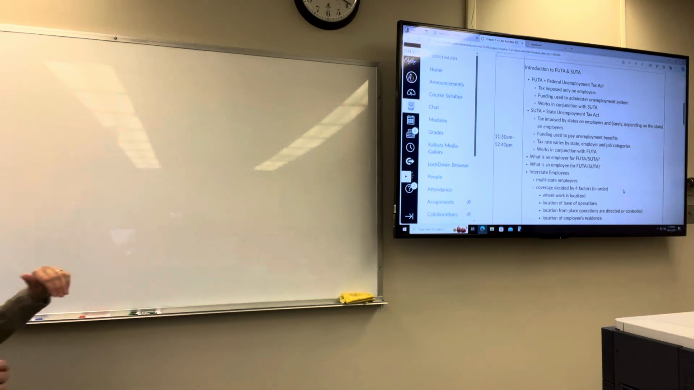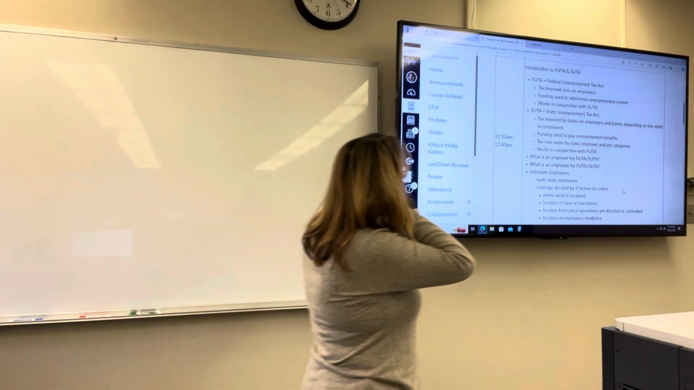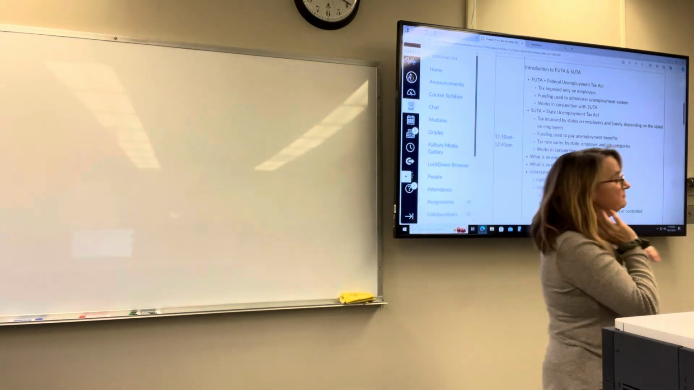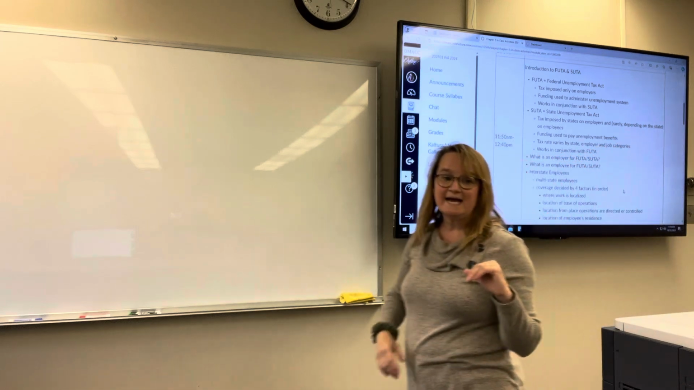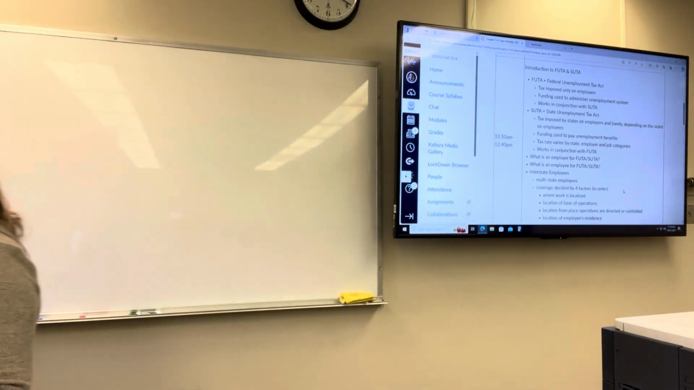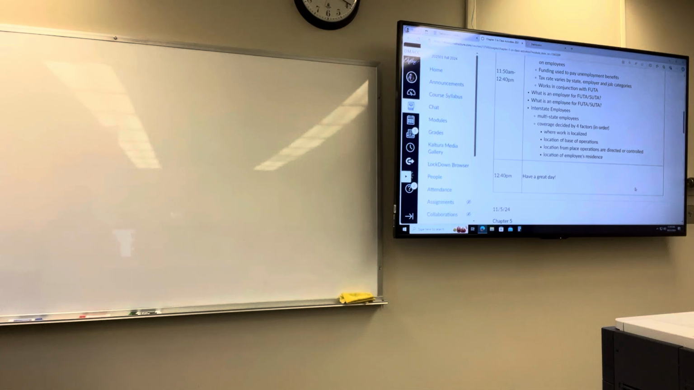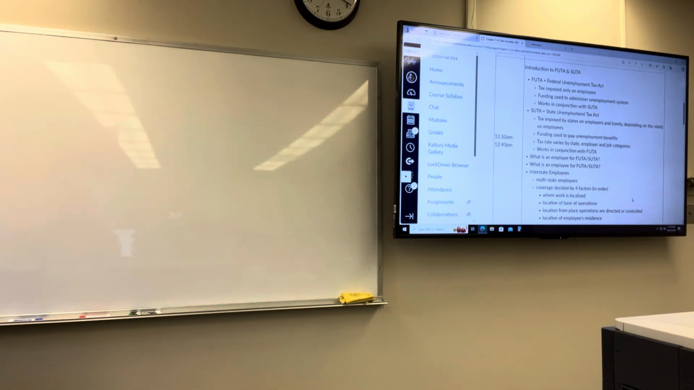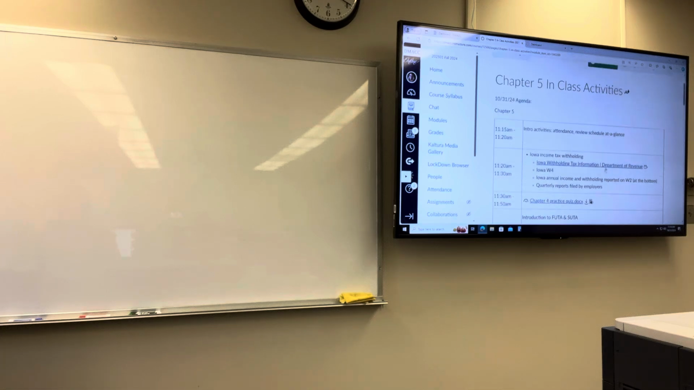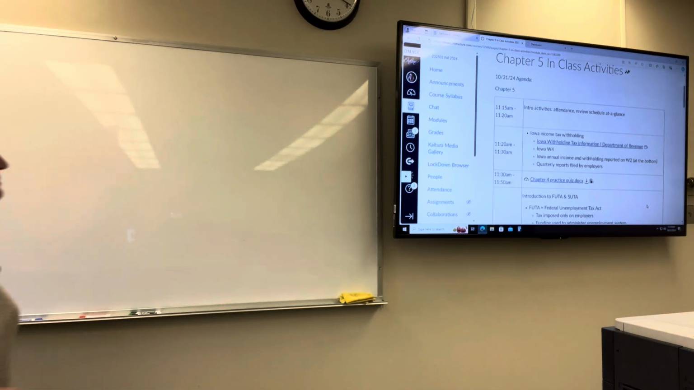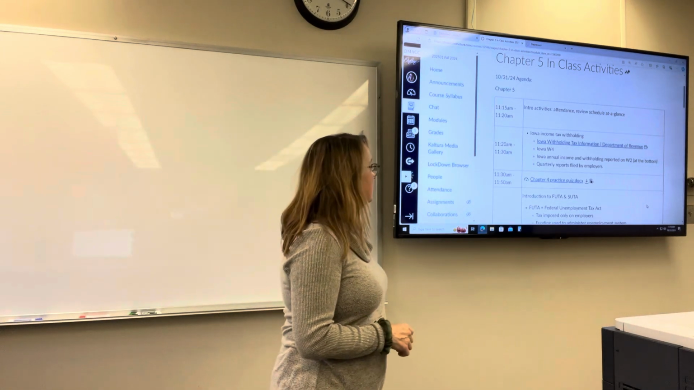And then we'll start looking at chapter 5. So this is where we talk about FUTA and SUTA, federal unemployment and state unemployment tax. We'll get our introduction to that. I'll probably use the slides for that because that helps keep me on track. So let's start out talking about Iowa withholding.